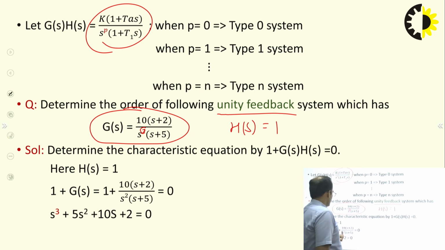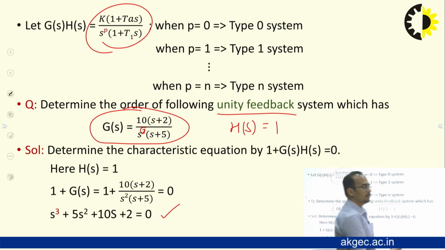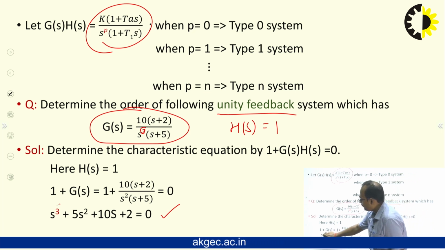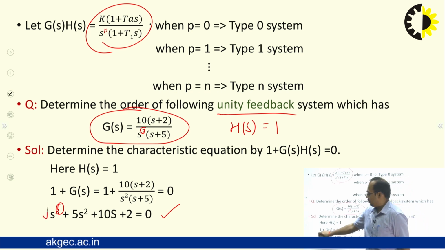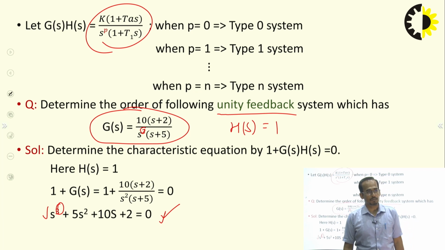So, what will be the value of 1 plus G(s)H(s)? It will be this: s cube plus 5s square plus 10s plus 2. The highest power of s will give the order of the system. So, what is the highest power of s in this characteristic equation? 3. So, you will get the order as 3 and the type as 2.